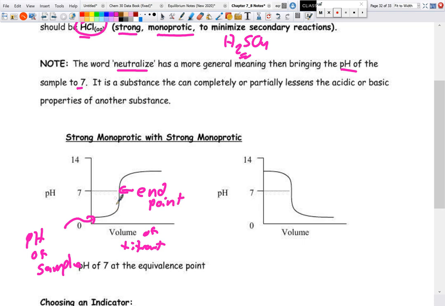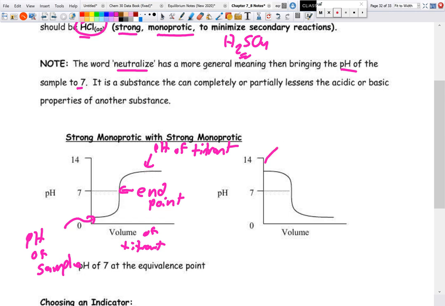And then as the endpoint's done, right here we start getting close to the pH of our titrant, because once the reaction is complete, all we're doing is just adding excess titrant. So that's why once we get this steepest portion right here, we know the reaction is complete. There's nothing left. So up here's the pH of the titrant.